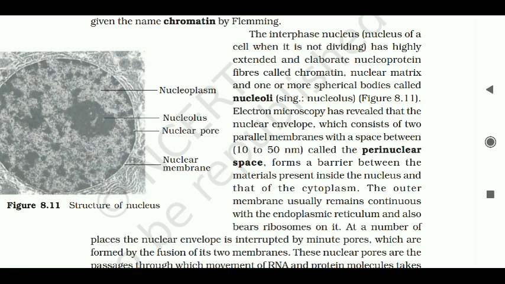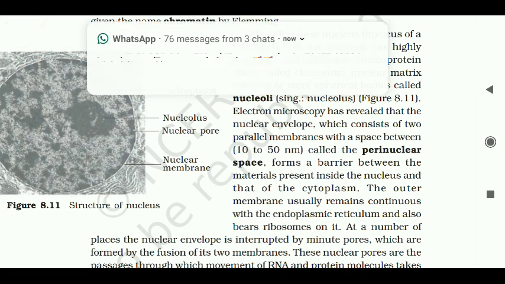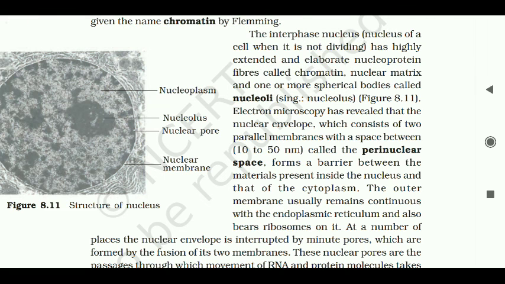Electron microscope has revealed that a nuclear envelope, which consists of two parallel membranes with a space between 10 to 50 nanometer called the perinuclear space, forms a barrier between the materials present inside the nucleus and that of the cytoplasm. The outer membrane usually remains continuous with the endoplasmic reticulum and also bears ribosomes on it.